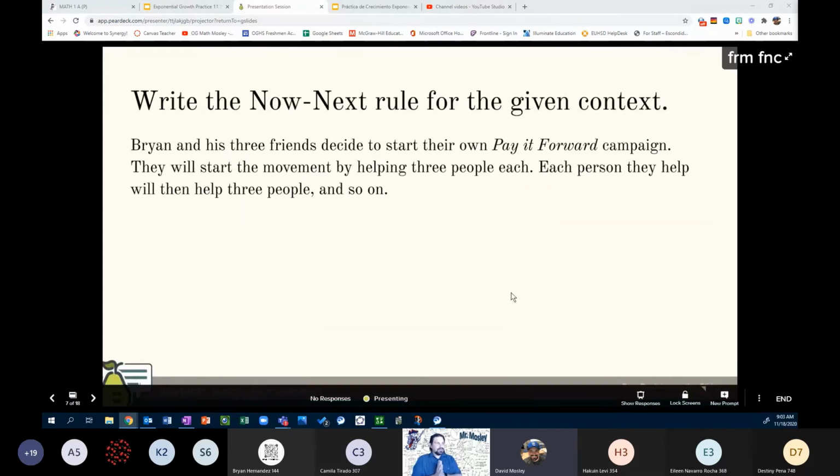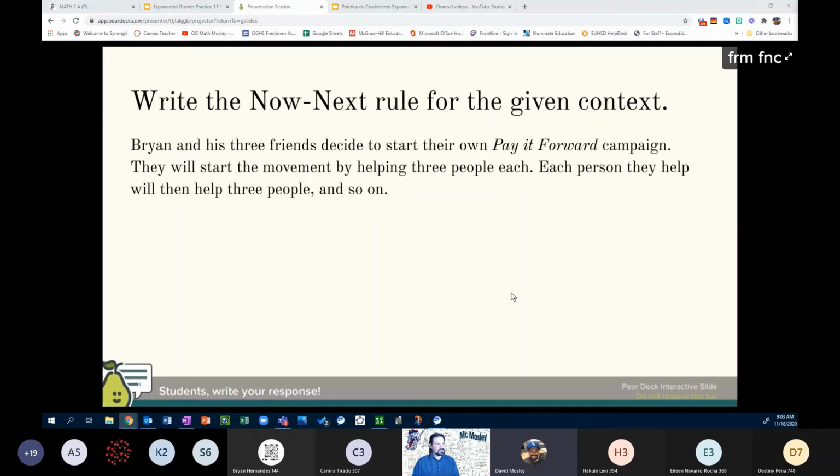So now, I want you guys to type in the now next rule for the given context. It's the same context. Brian and his 3 friends decide to start their own Pay It Forward campaign. They'll start the movement by helping 3 people each. Each person they help will then help 3 people, and so on. So please write your now next rule. It'll be now times something equals next, starting at something.